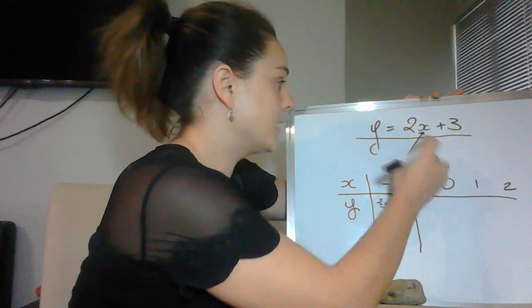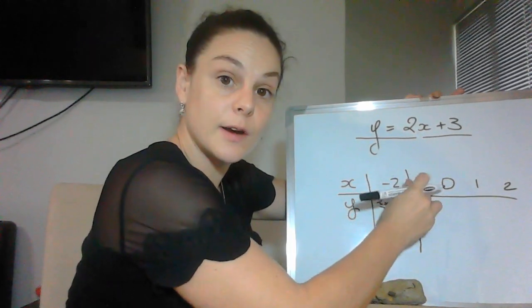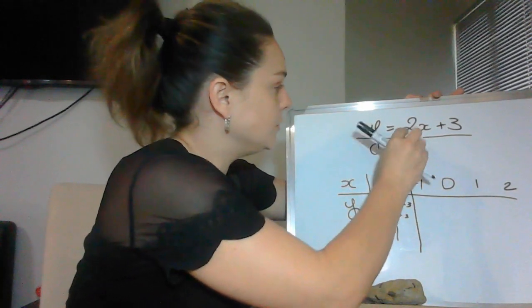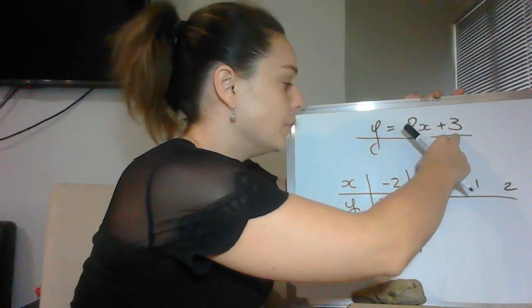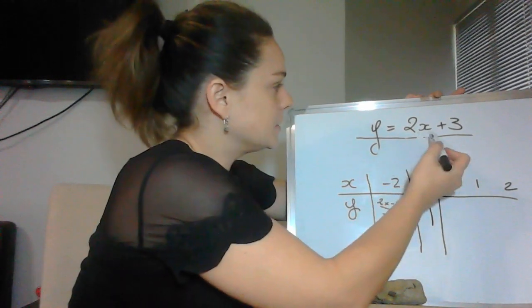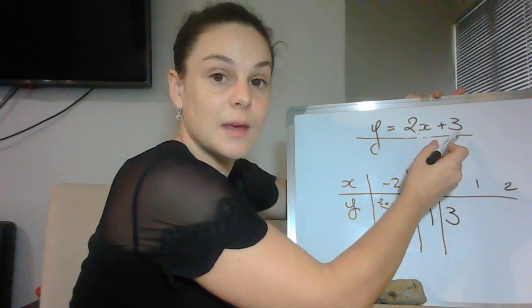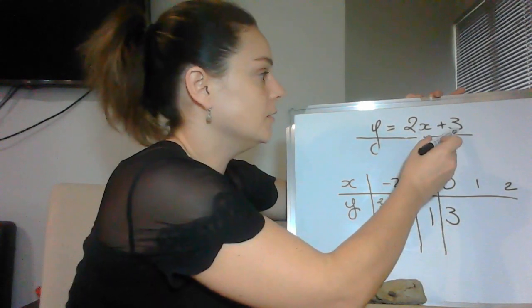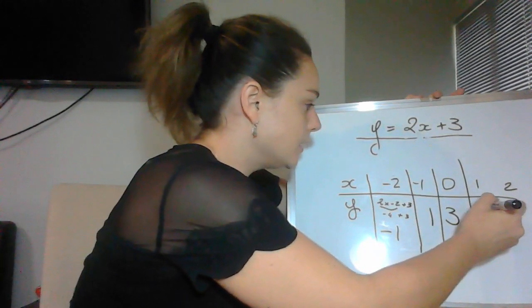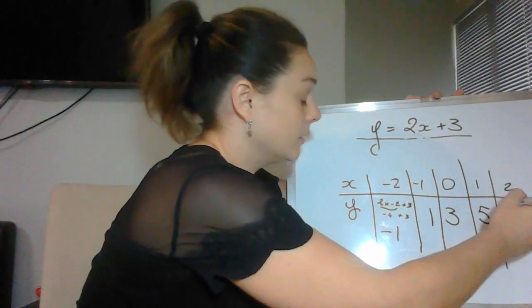Okay, if I take x equals -1 now, I change the value of x and check the value of the function for x equals -1. That will be 2 times -1, minus 2, plus 3, that's 1. For 0: 2 times 0, 0, plus 3, 3. Obviously, because that is my y-intercept. So when x is 0, the value is directly that c. For 1: 2 times 1, 2, plus 3, 5. And x is 2: 2 times 2, 4, plus 3, 7.